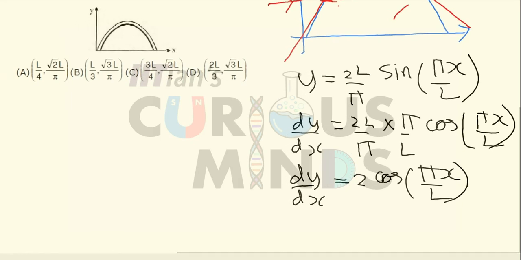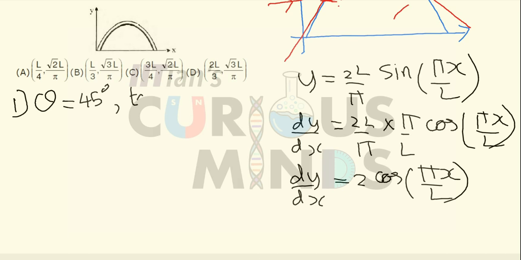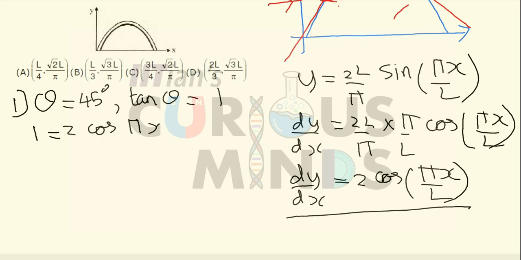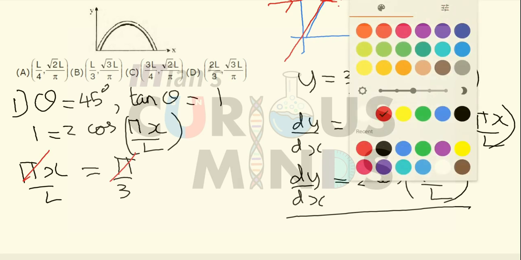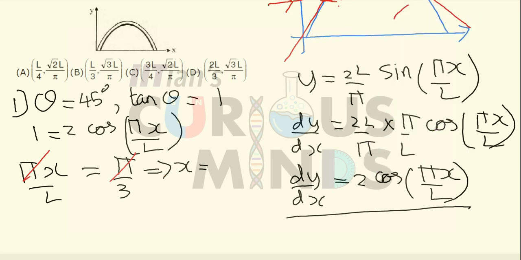In the first case, theta is equal to 45 degrees, the angle made with the horizontal. So slope, that is tan theta, is equal to tan 45, which is equal to 1. So in the first coordinate, this slope should be equal to 1. So 1 is equal to 2 cos pi x divided by l. So cos pi x divided by l will be equal to half, or pi x divided by l will be equal to cos inverse of half, which is pi by 3. Pi and pi will get cancelled out, and x will be equal to l by 3.